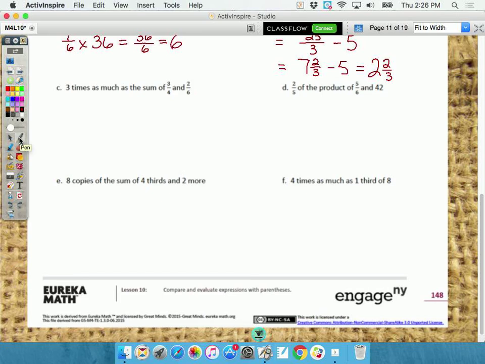So I see sum, and what other word do I see? Times. Nathaniel, so I have times and sum. Tell me what I need to write. 3 times 3/4 plus 2/6. Very good. Now the common denominator is not 24. What is it? 12. Good job, Brian.